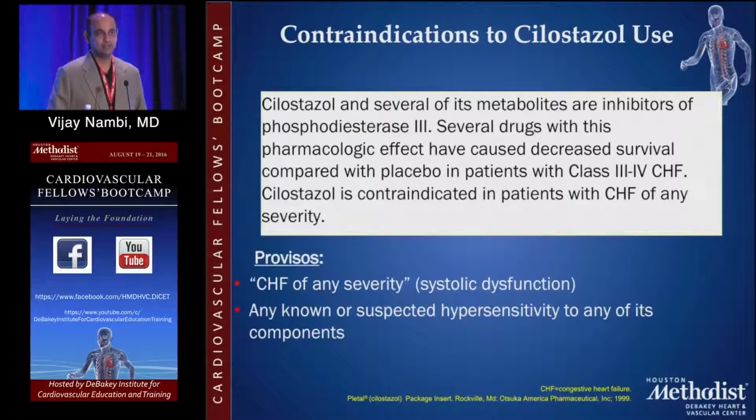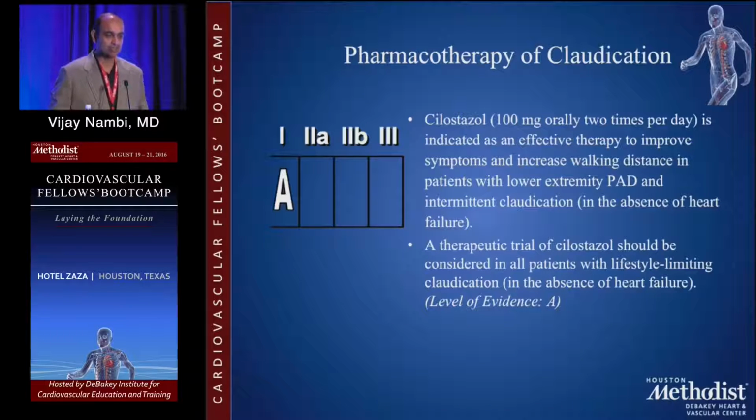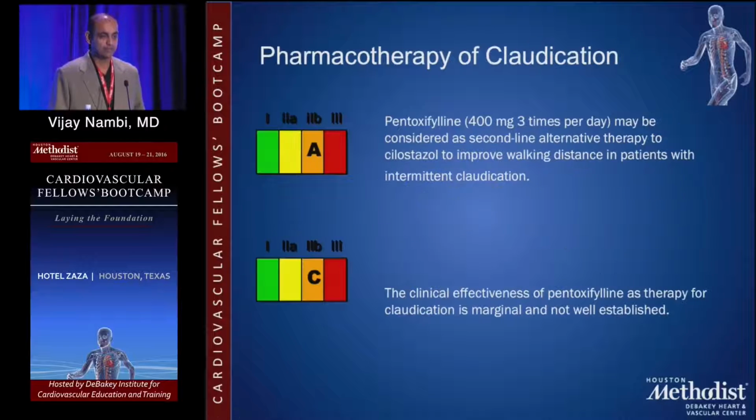Any kind of heart failure, any reduced EF, any symptoms of that, because phosphodiesterase inhibitors by themselves can retain fluid, and you can actually precipitate heart failure in these individuals. So that is the major contraindication for use of cilostazol. So if CHF of any severity, any EF less than 50%, I would not use it. The guidelines call it a 1A for improving claudication, while for pentoxifylline it's a 2B.